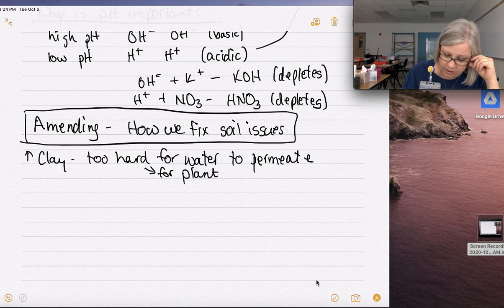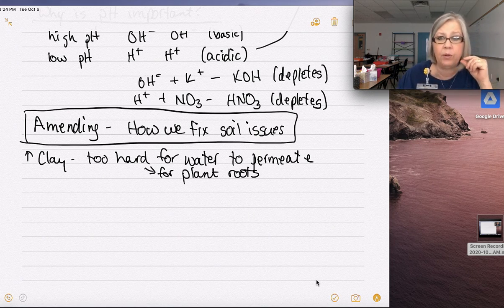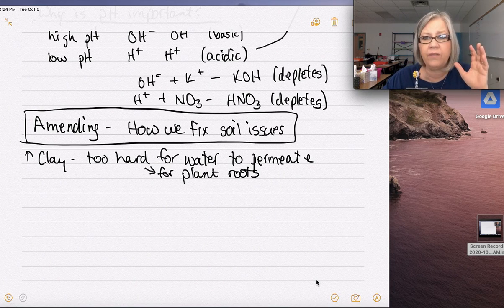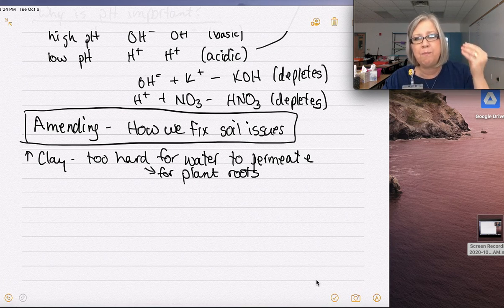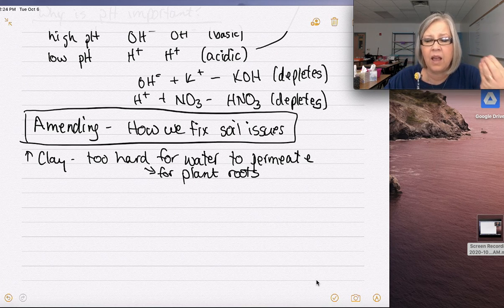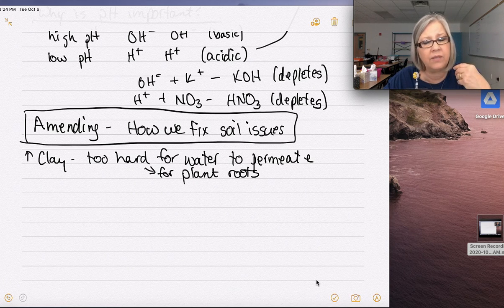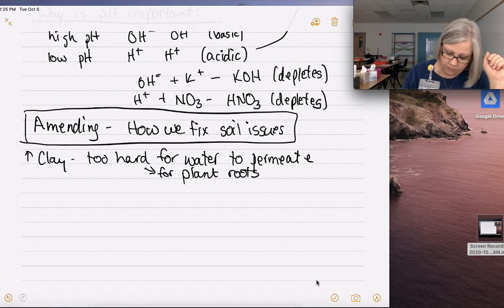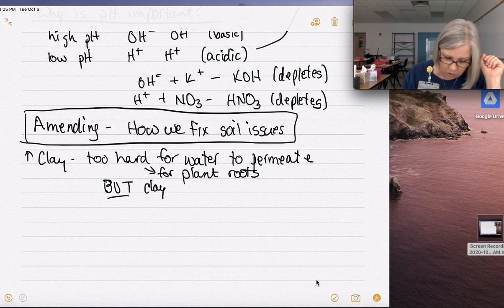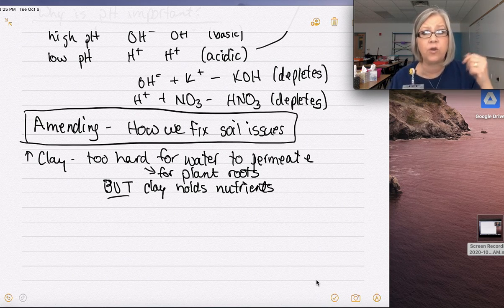Now, some plants are well adapted to it. For example, here on the Blackland Prairie, a lot of our native grasses have roots that are like wires, all right? And they're meant to be able to penetrate that clay. So they can do it, but a lot of others that we're trying to grow for food, for example, aren't going to be able to do it. Now, the good news is, remember, clay holds nutrients. So it's got that going for it. And water, so they're not going to dry out too quickly.